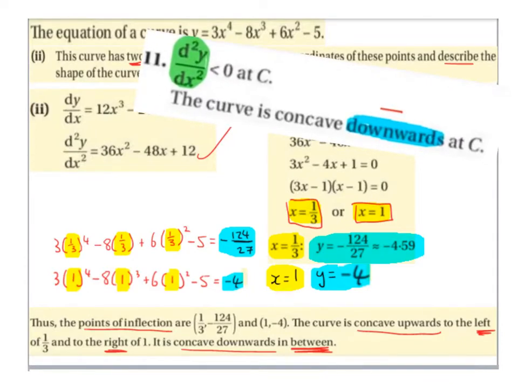And we know that when the second derivative is less than 0, so when the second derivative is negative, the curve is concave downwards at that point. So if we take an x value somewhere in between a third and 1, let's say a half, and substitute a half in place of each of these x values, we'd have 36 times a half squared minus 48 times a half plus 12, which would give us minus 3, which is negative. So in between, we have concave downwards.